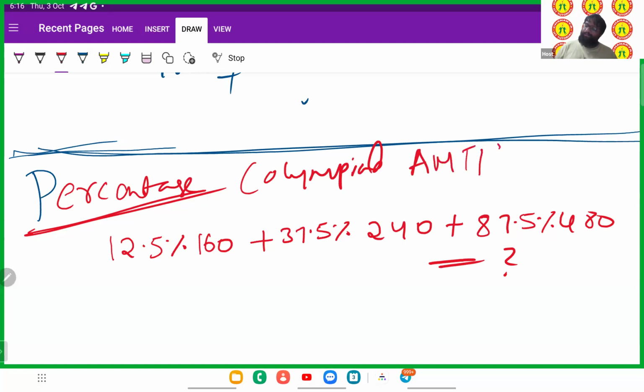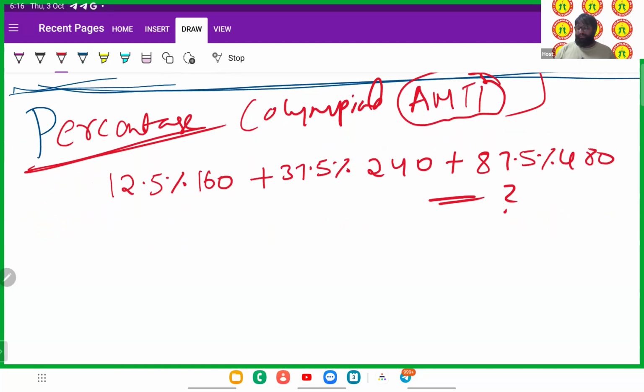AMTI, Associates Mathematics Teachers International Olympiad. I don't know how much you people are aware of this Olympiad exam.